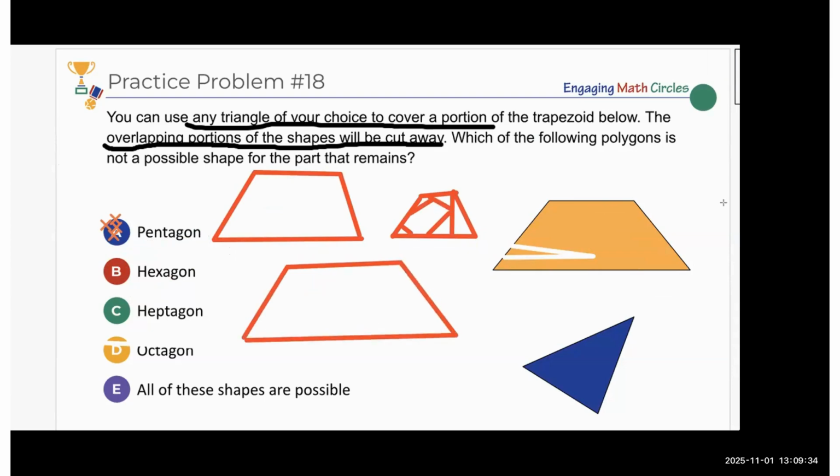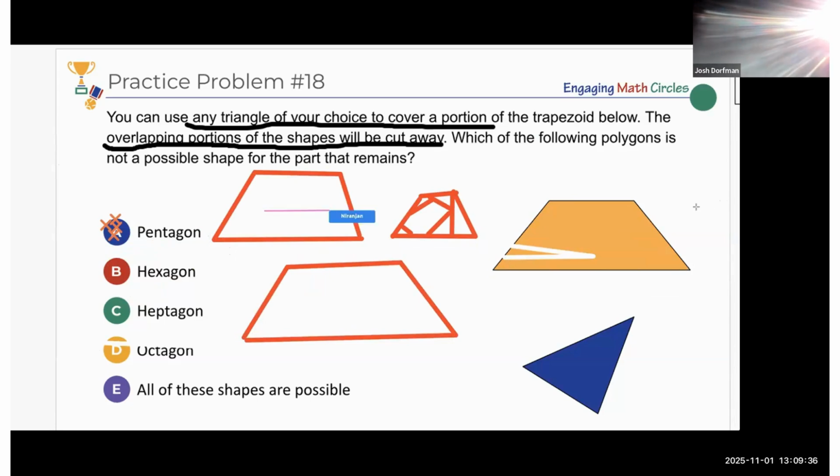Wait, guys. I think you're misunderstanding the problem. You're supposed to draw one triangle on the pentagon and remove that part of the triangle from the pentagon, and then you get what's left of the pentagon.